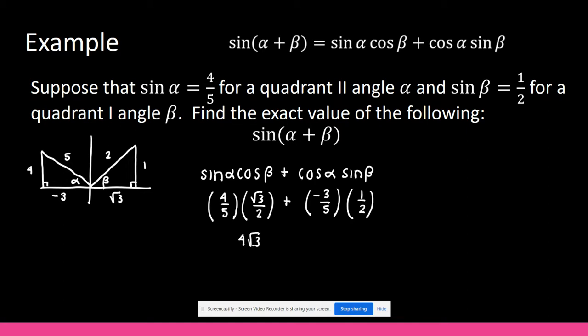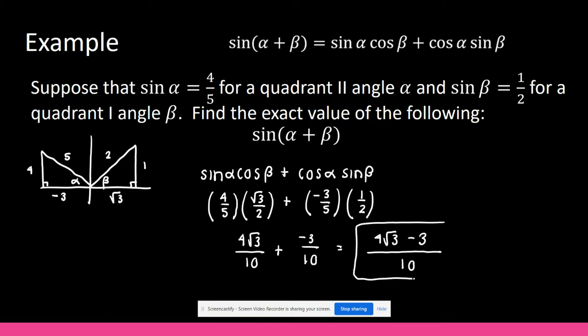That would turn into 4 root 3 over 10 plus, then we'll have a negative 3 over 10. And then they have the same denominator, so I get to combine it as 1. And so I've got 4 root 3 minus 3 on the top all over 10. And that would be my answer.